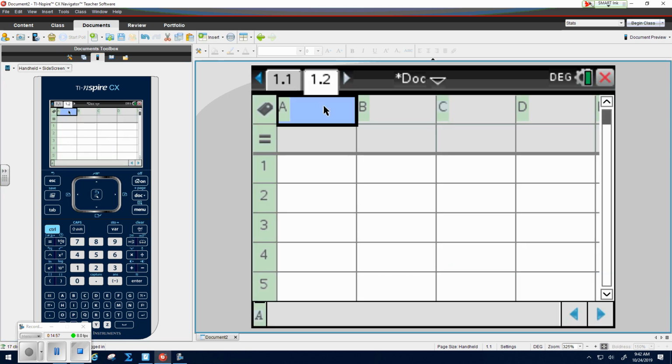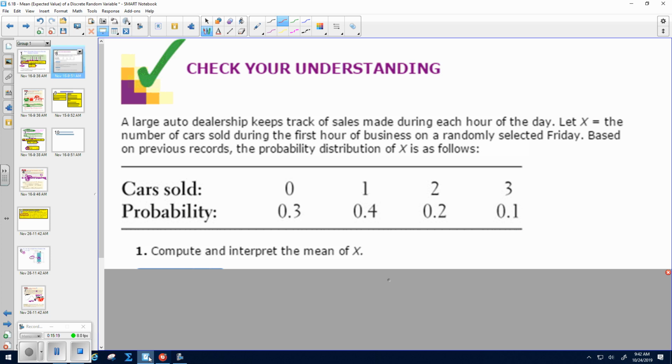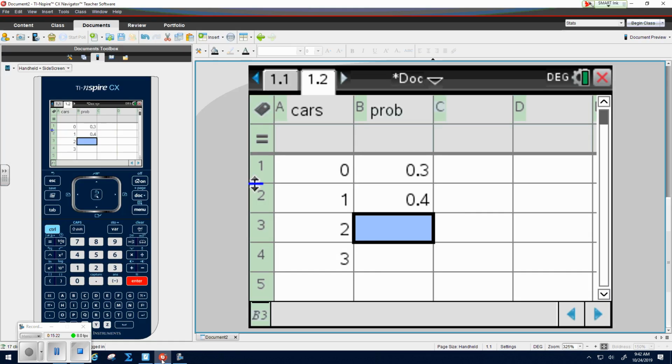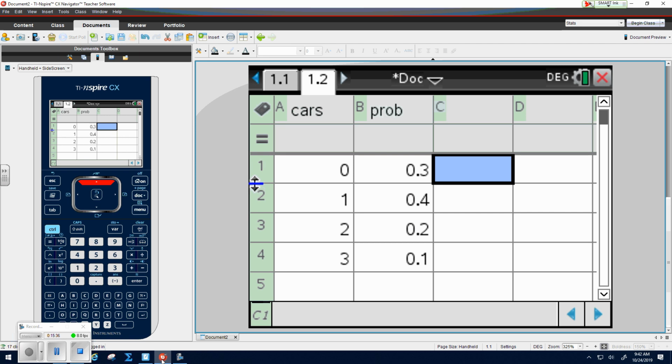And we're going to title this cars. This is the number of cars sold on any given Friday, and it was 0, 1, 2, or 3. The second one is your probability that that happens, so it's 0.3, 0.4, 0.2, 0.1. Okay, then go to a blank box. I always go back up to the top. It doesn't matter though. Go to any blank box.